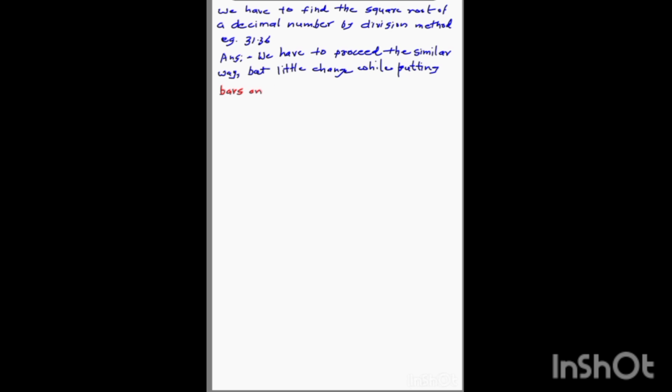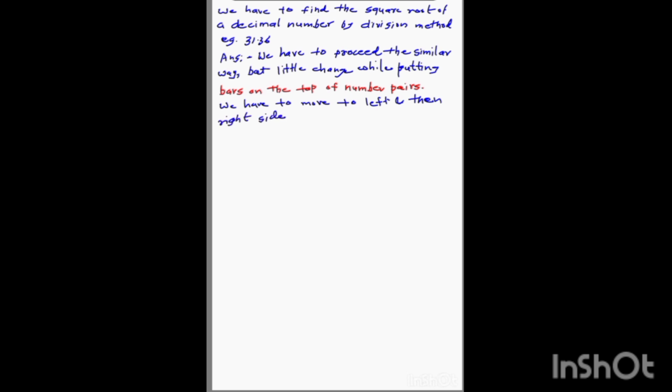So the answer is, we have to proceed in a similar way but with a little change while putting the bars on top of the number pairs. As I told you, from the decimal point to the left and from the decimal point to the right. After that you try solving in the normal way. By now you must have done enough practice on this, so this should be very easy for you. So we are directly trying to solve the problem 31.36.